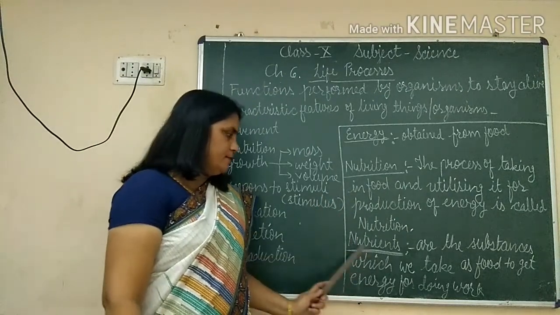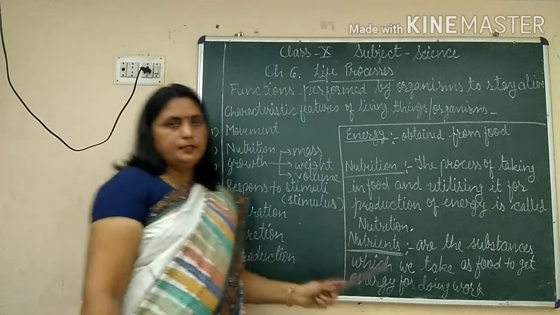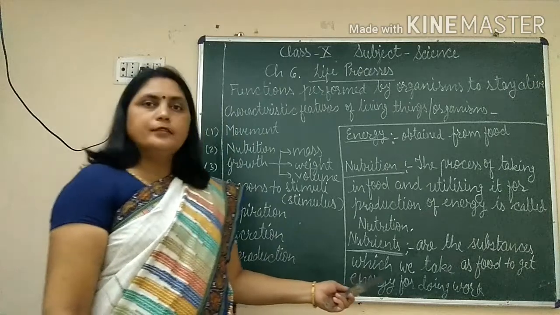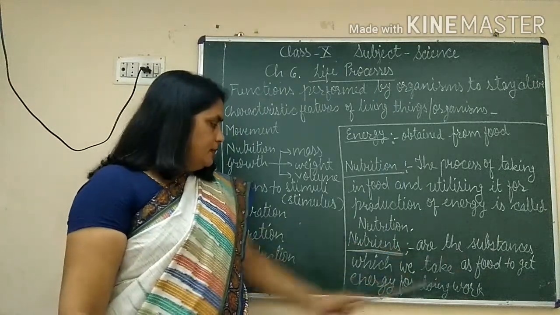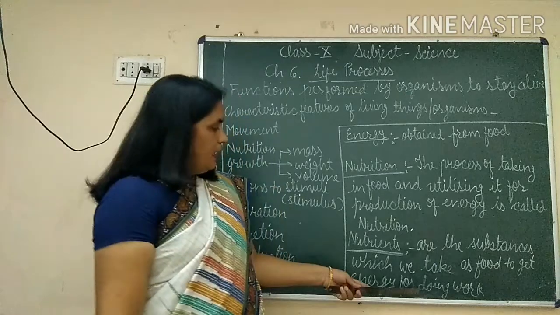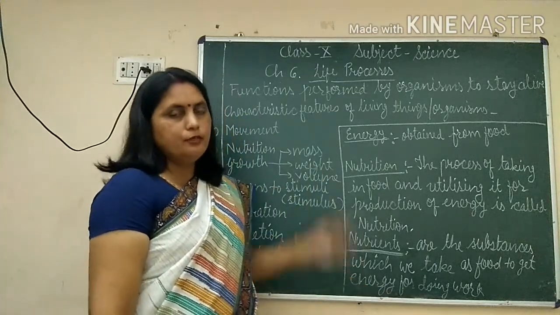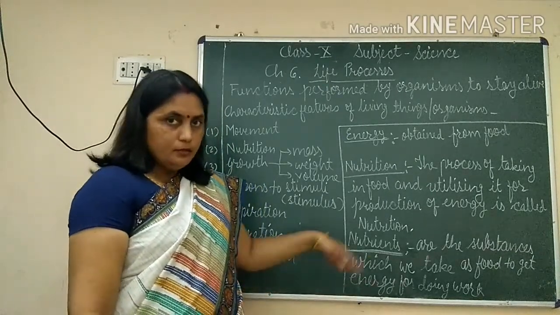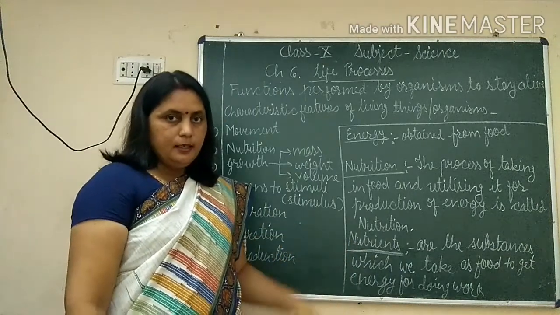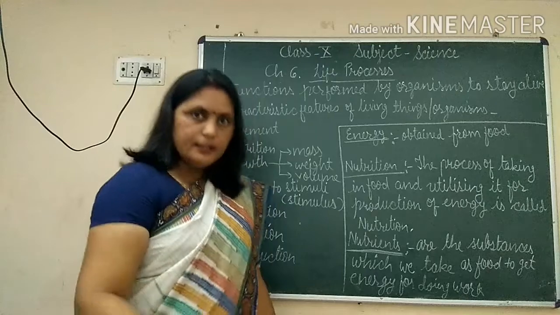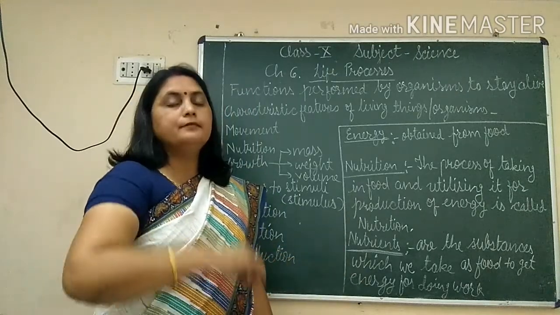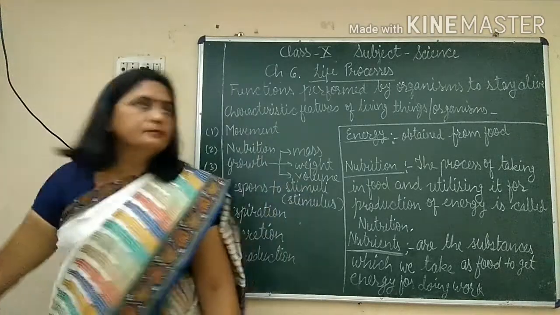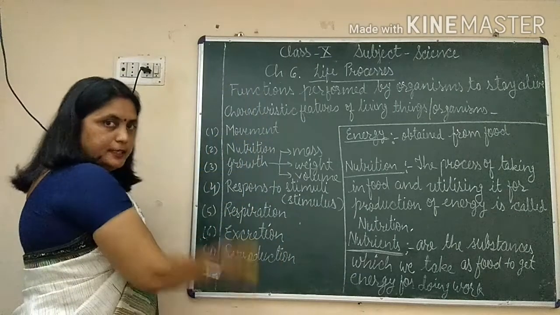The word nutrition is derived from the word nutrient. And what are nutrients? These are the substances which we take as food so that we can get energy for our work. Whatever work we are doing, whatever functions we are performing, we get energy from those substances. So nutrients are the substances which are taken to produce energy, and nutrition is the process by which we obtain energy out of these nutrients. I think all these points are clear to you now.